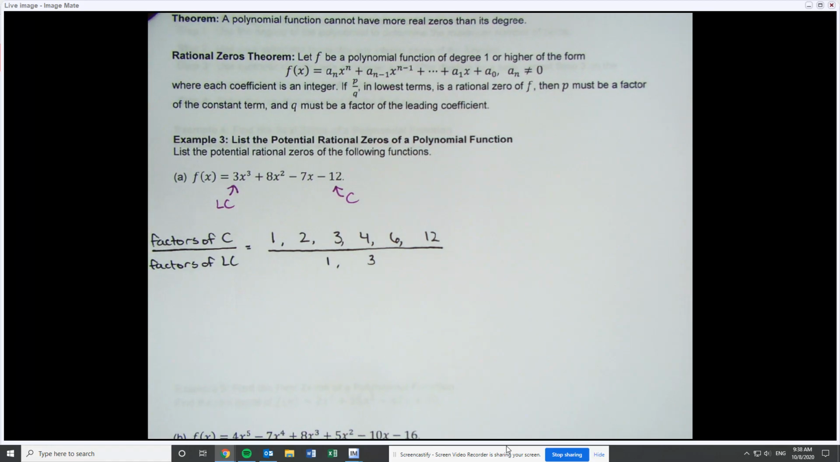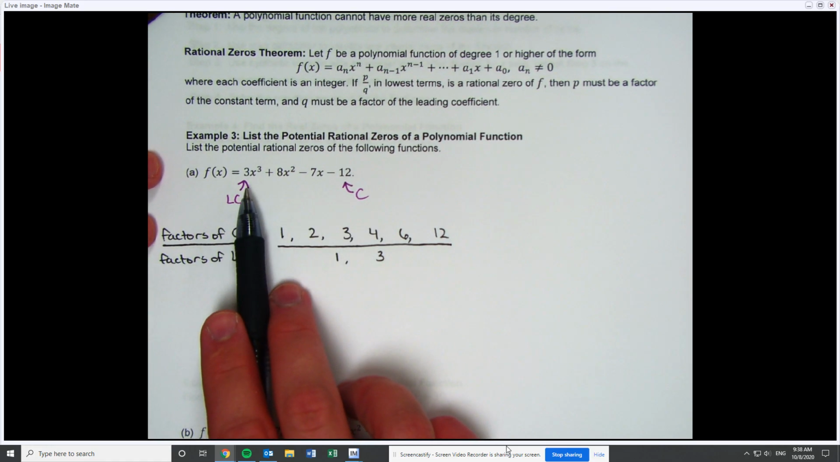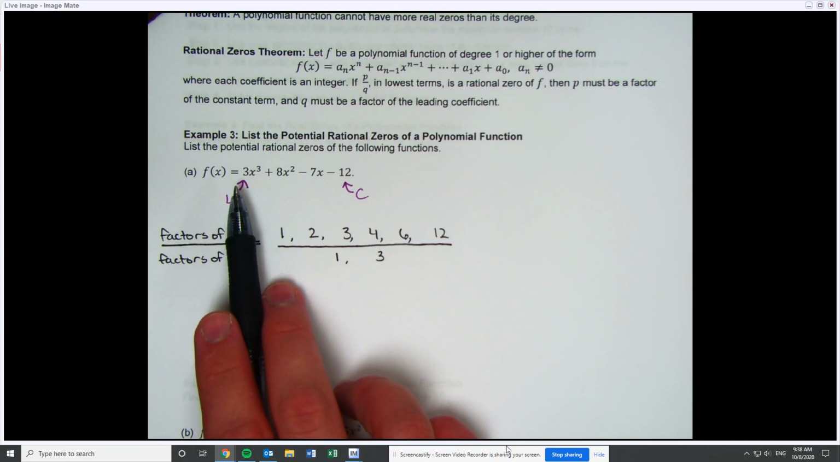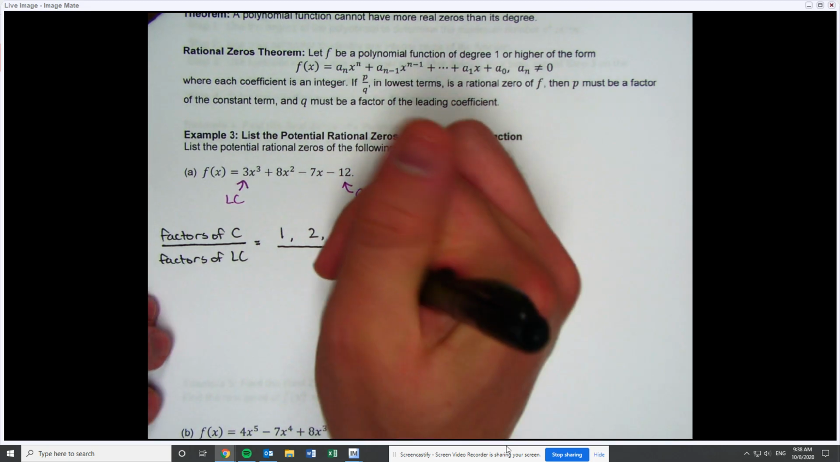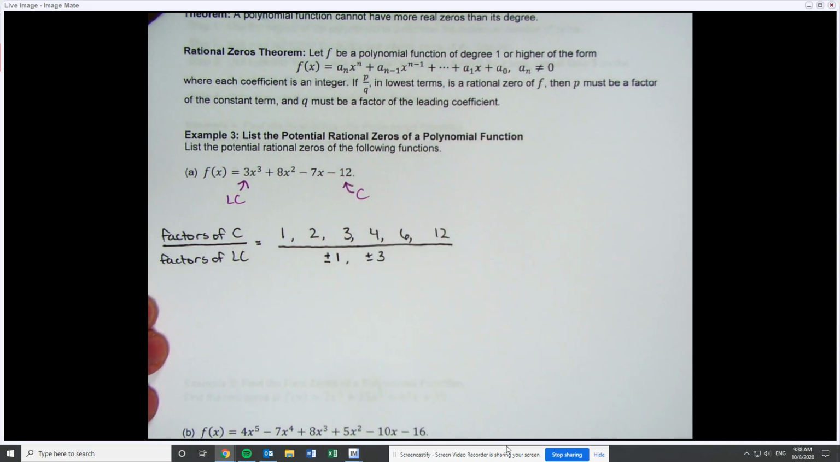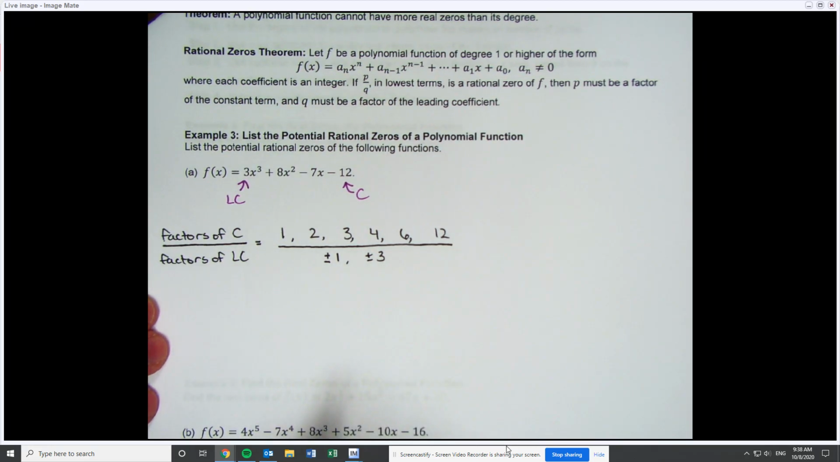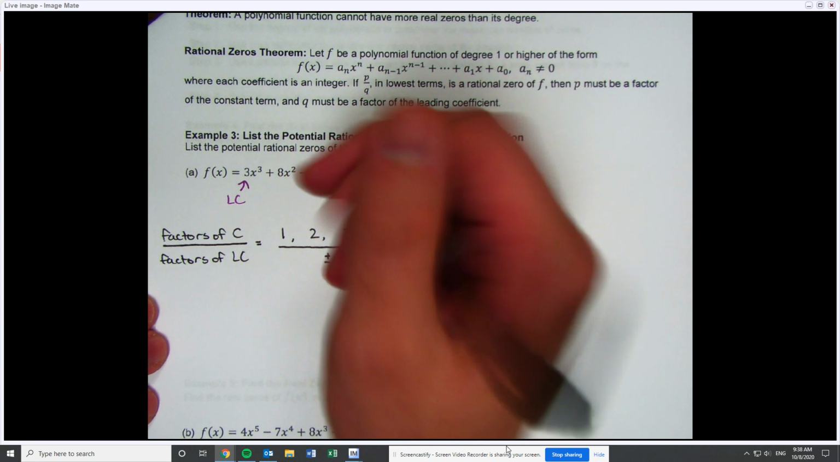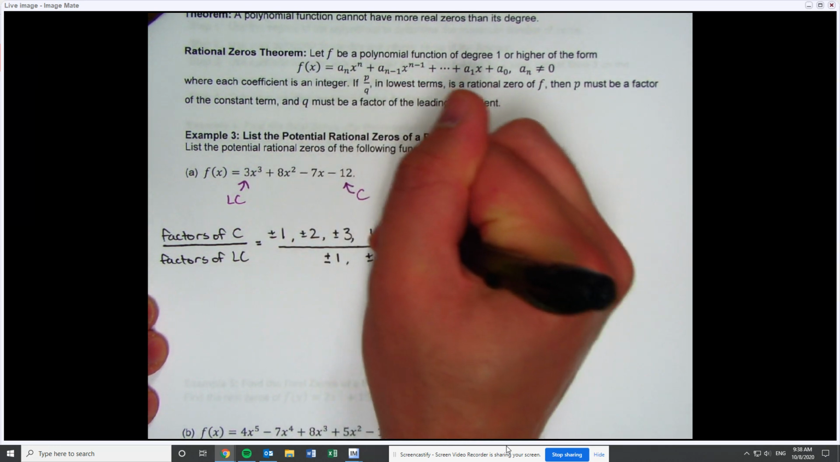Oh, but wait, there's more. Right here for 3, that could be 1 times 3, or negative 1 times negative 3. So that means each one of these could be positive or negative. So there's 4 potential factors on bottom. And up here, same situation. Each one of these will be plus or minus as well.